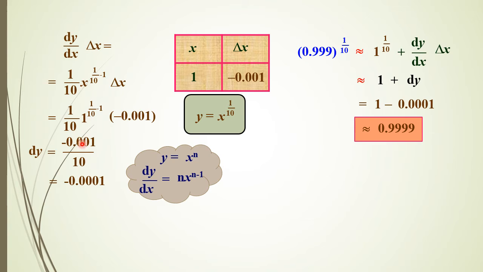So we have now obtained the value of dy by dx into delta x. Substitute it directly in this equation. So 1 raised to 1 divided by 10 is 1 only, plus this full value, delta x after cancelling, you will be getting just dy, or else its full value can be written as this much. We have determined it already. So 1 minus this much will be 0.9999. This is the approximate value of the 10th root of 0.9999.